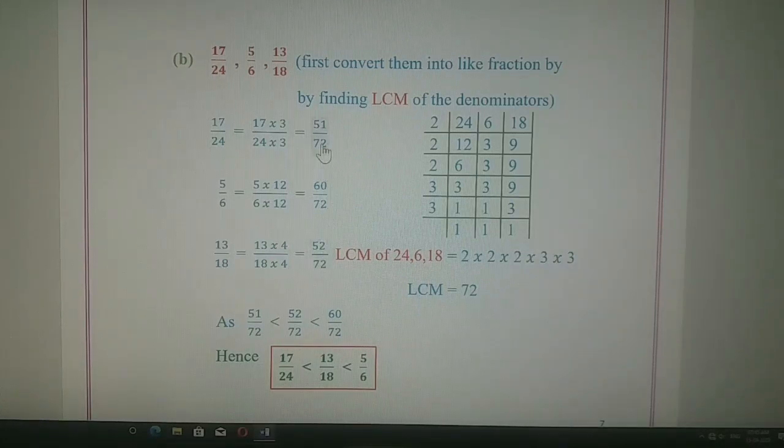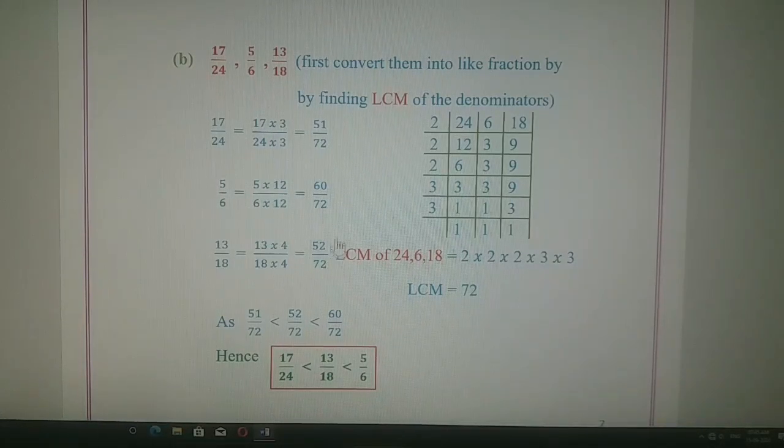Here in all the three fractions newly obtained after converting the given fractions into their equivalent fractions, each of them will have the LCM integer 72 in the denominator. Here 51 upon 72, 60 upon 72 and 52 upon 72. So we can call them like fractions because their denominators are the same. Now they are converted into like fractions. We can easily arrange them in ascending or descending order.